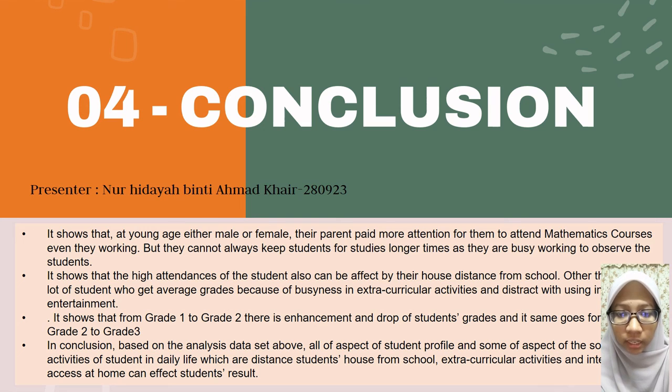In conclusion, based on the analysis of the data set above, all of the aspects of the student profile and some aspects of the social activities of students in daily life, which are the distance of students' houses from school, extracurricular activities, and internet access at home, can affect students' results.